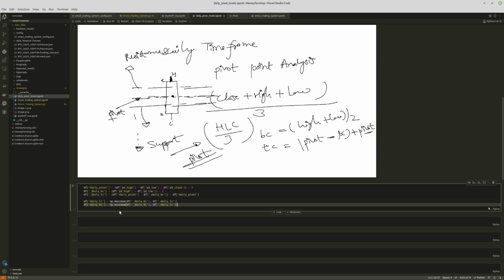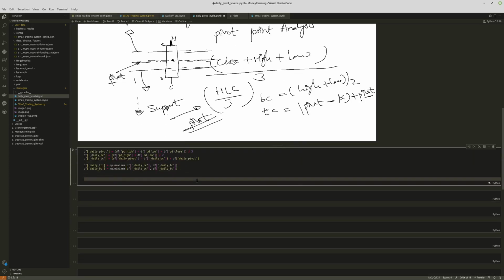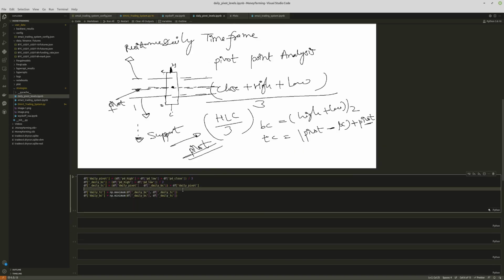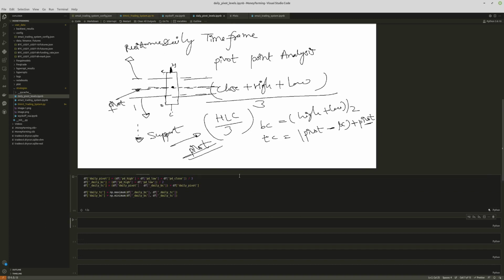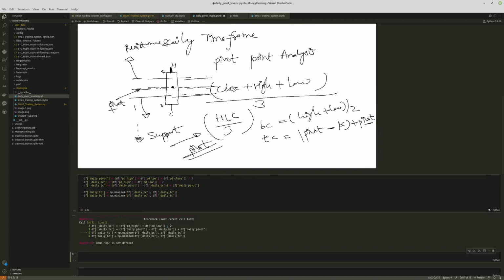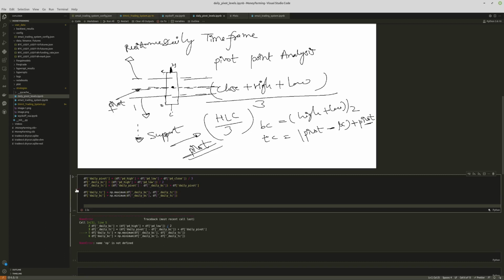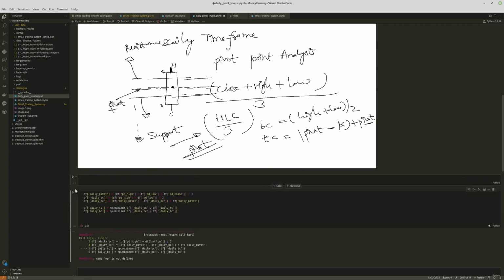Okay, so now we are really going into it. So this is how we calculate it. All right, np is not defined.